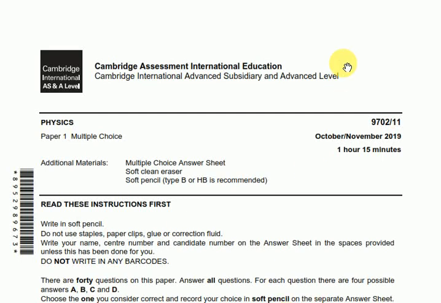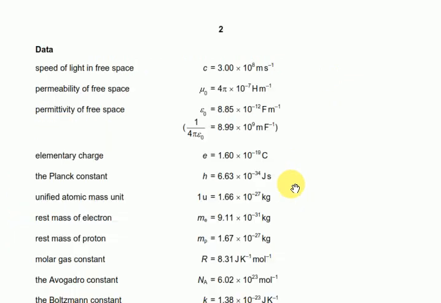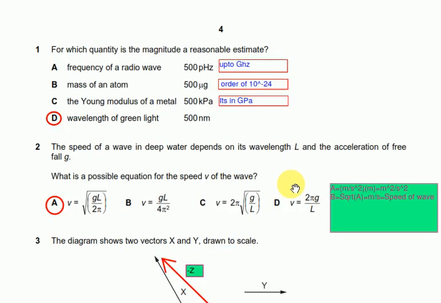This is Physics A-levels, October-November 2019, and the paper variant is 11. So let's solve this paper. Question number 1. For which quantity is the magnitude of a reasonable estimate?